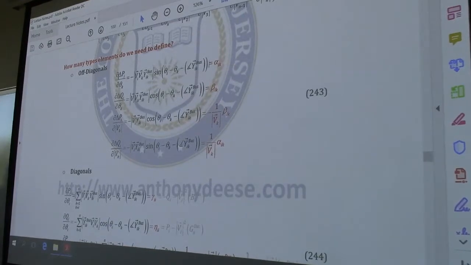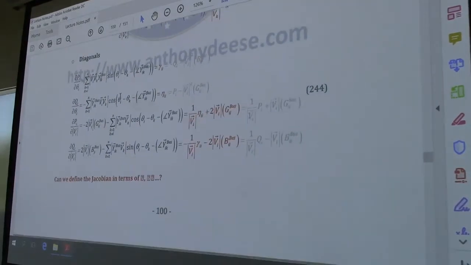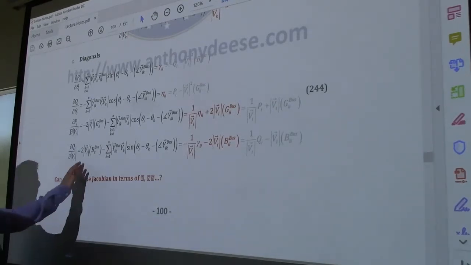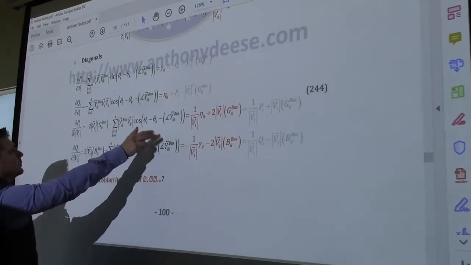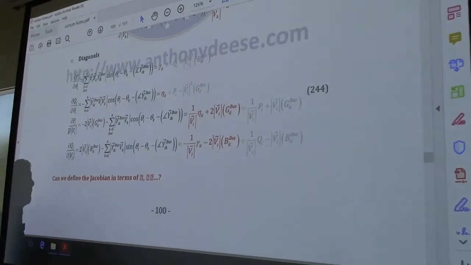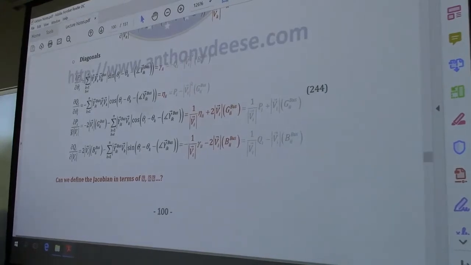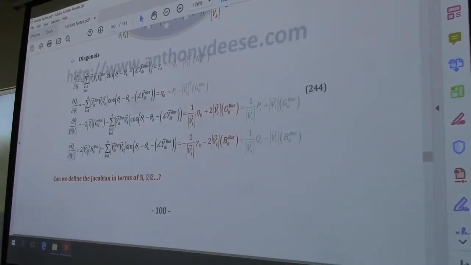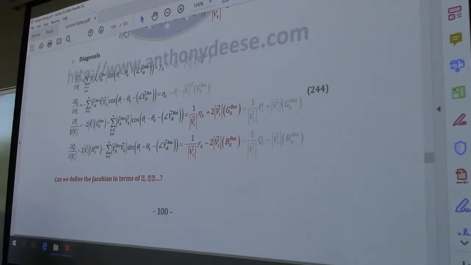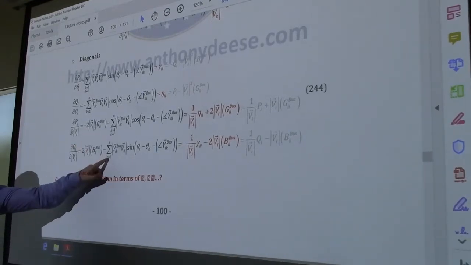Now the diagonals, again, 4 different types. On the diagonal, we're going to have dp d theta, dq d theta, dp dv, dq dv. Same different things. And that's it. Just plug in the values that you know for these. Here you do have the sum. These 2 expressions have a sum in them.